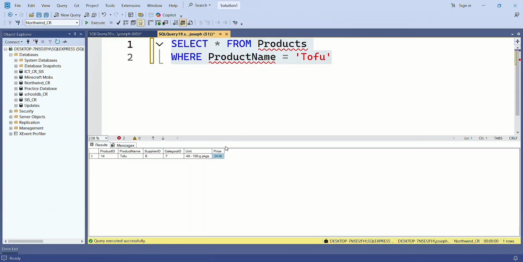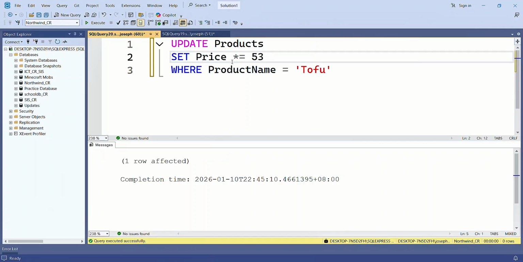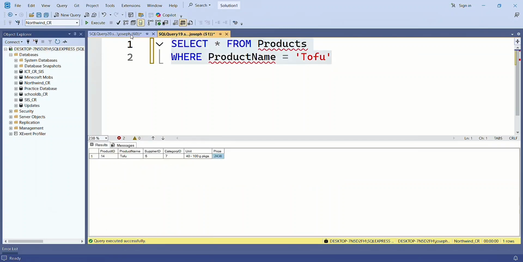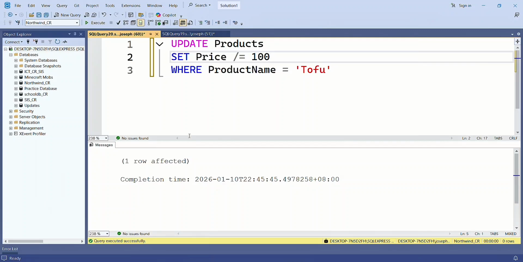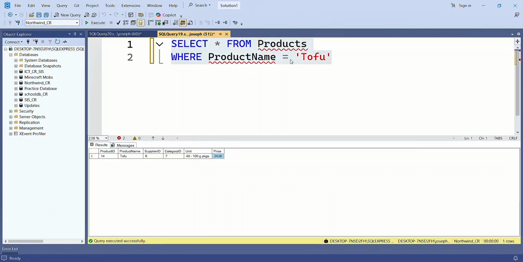The next compound operator we're going to use is divide equals. Now the price for our tofu is absurdly high. We are going to reduce it by using the divide equals compound operator. Let's say if you want to reduce the price, we're going to divide it by 100. As you can see, the original price for our tofu is 2,000, and let's execute this. One row affected, meaning our query worked. Now let us get back to the tofu price. Let's rerun this and execute that. Now the price for our tofu is now 24.